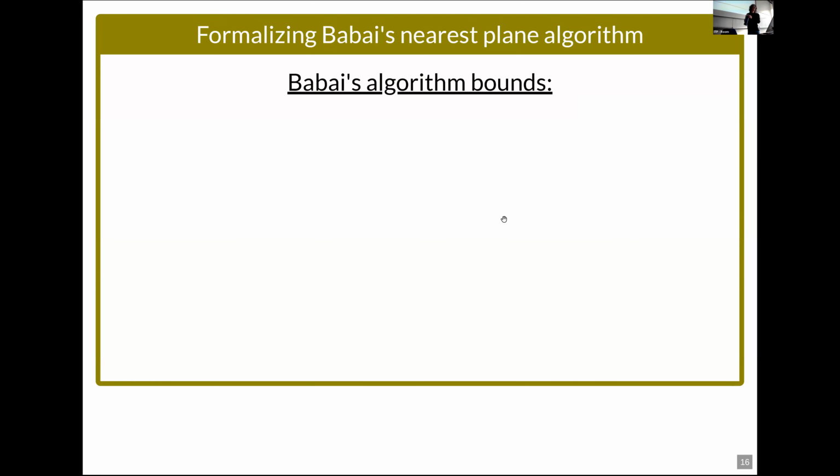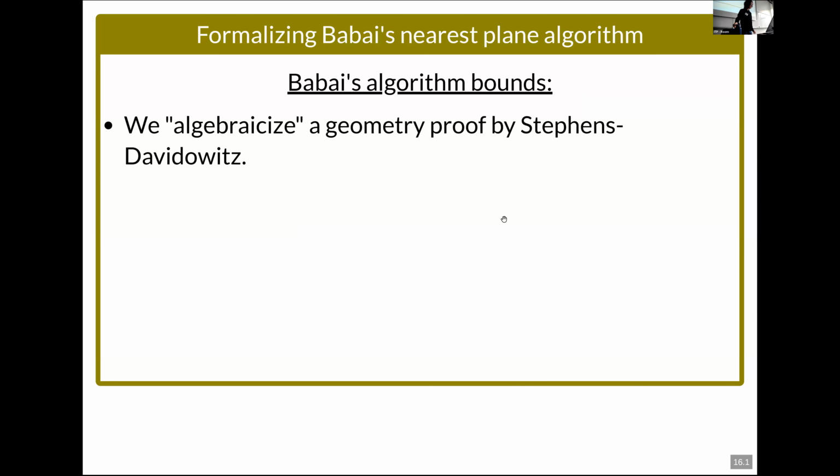OK, so I want to talk about some details in our formalization. OK, so the bounds on Babai's algorithm. We're algebraicizing a proof by Stevens, Davidovich. You'll see in the literature are somewhat geometric in nature. You'll talk about hyperplanes and projecting vectors onto hyperplanes and stuff. So of course, we have to turn this all into algebra. And I want to talk about the bound specifically. The v in L that minimizes this distance.